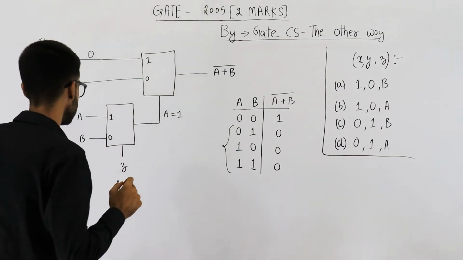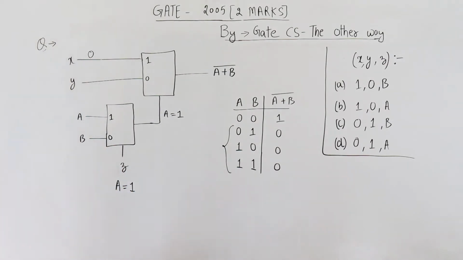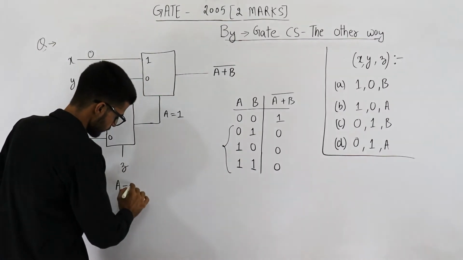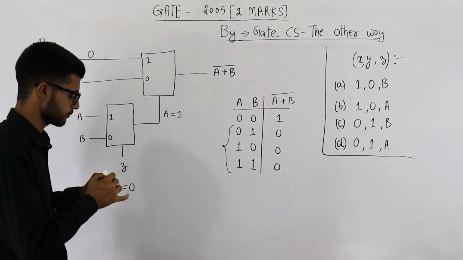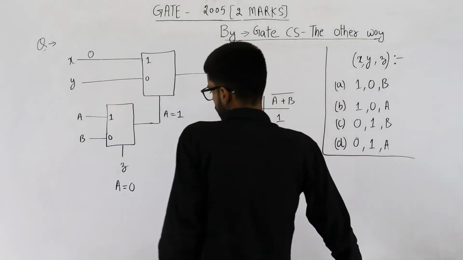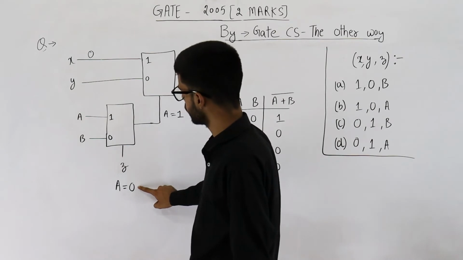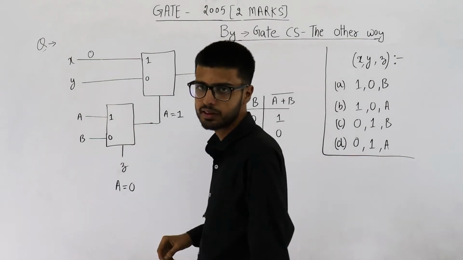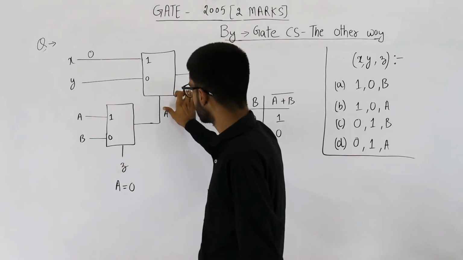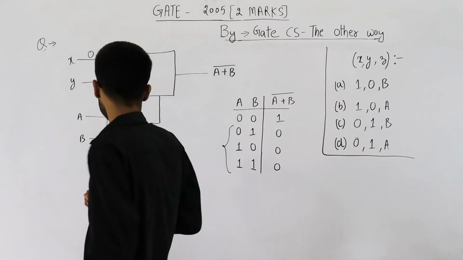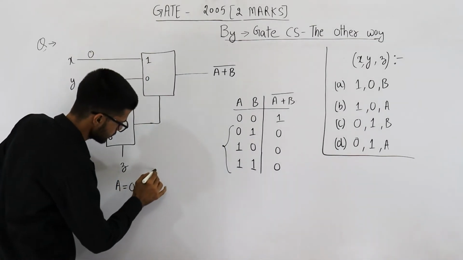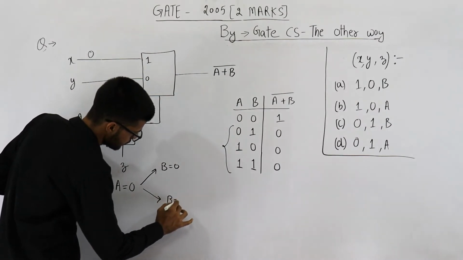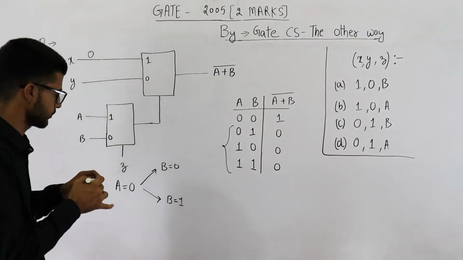Now let us analyze the other case when A is equal to 0. This case. Now you can see when A is 0, this input will be selected. That means B will be selected and given as output. B can be either 0 or 1. So there are 2 cases, B is equal to 0 and B is equal to 1. Let us analyze them one by one.